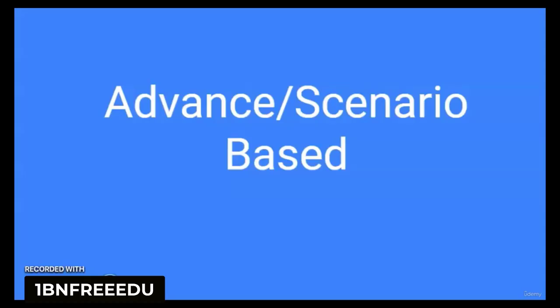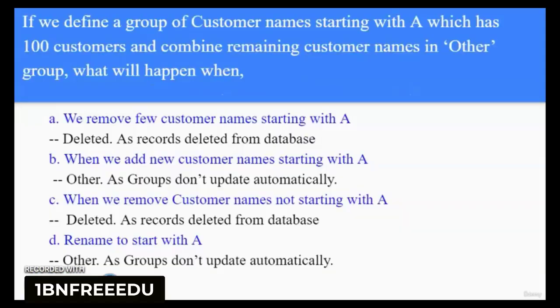Advanced and scenario based questions. First question in this category. If we define a group of customer names starting with A which has 100 customers and combine remaining customers in other group, what will happen? So there are two groups, one starting with A and the other one is other, which has all the names starting with any other letter except A.